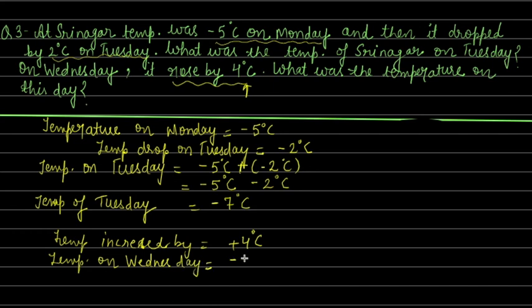Earlier it was minus 7, now it has increased. Increased means plus 4. Opposite integers are subtracted with the sign of the greater number. So minus 7 plus 4 is minus 3 degrees Celsius. So this was the temperature on Wednesday. So this was question number 3 of this exercise.